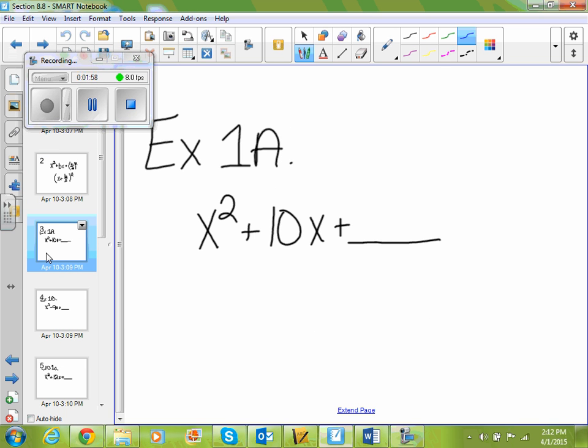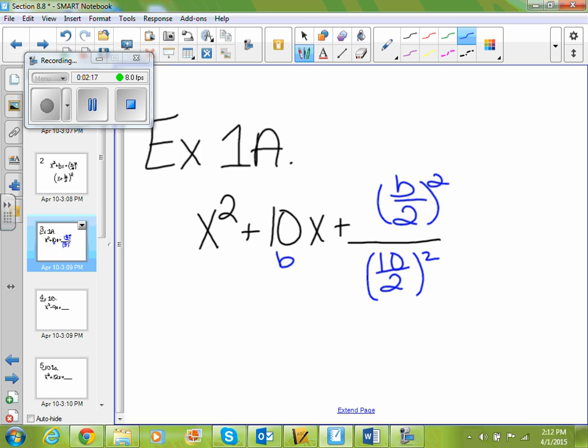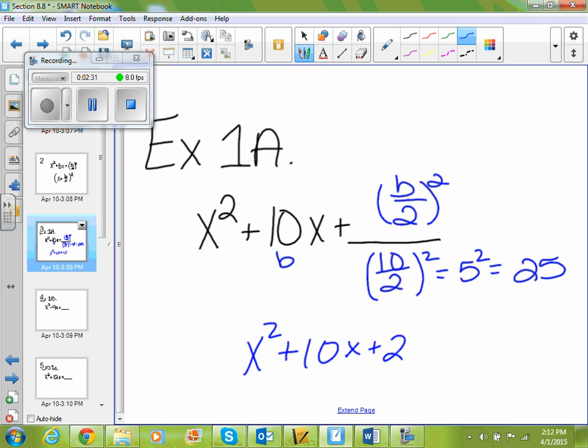Alright, so if I look at example 1A, I'm given x squared plus 10x plus blank, and I need to find my blank. How do you find your blank? To find your blank, you use the formula (b over 2) squared that you wrote down. So it's (10 over 2) squared, because this is your b. Is that 25? Well, 10 divided by 2 is 5, and 5 squared is 25. So this becomes x squared plus 10x plus 25.